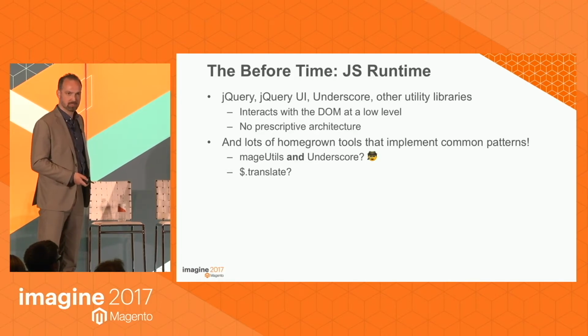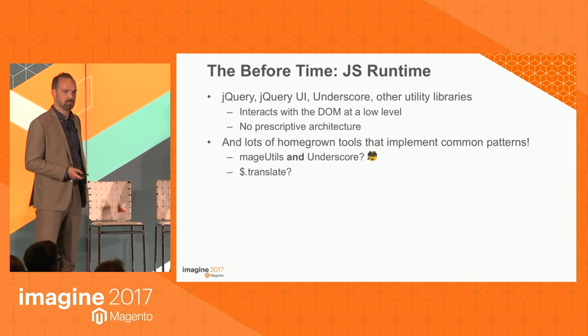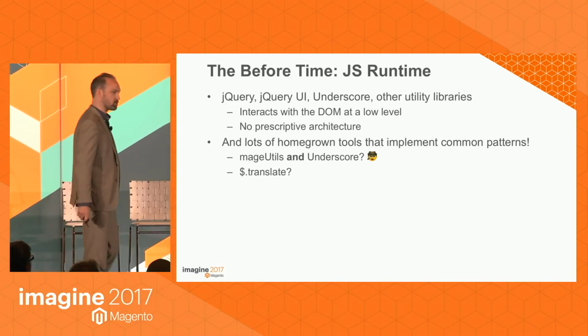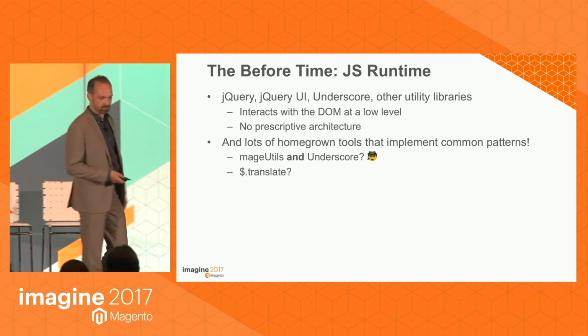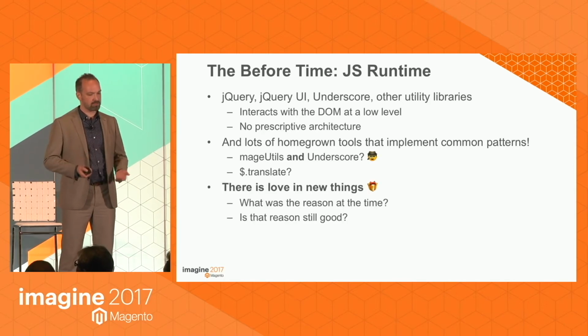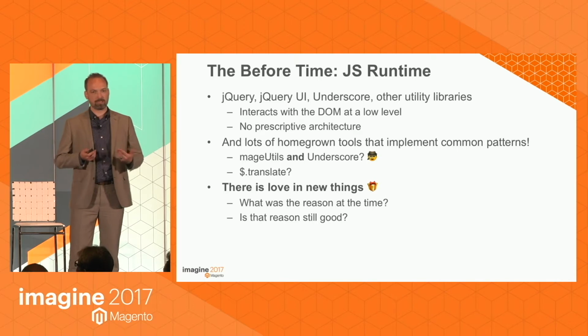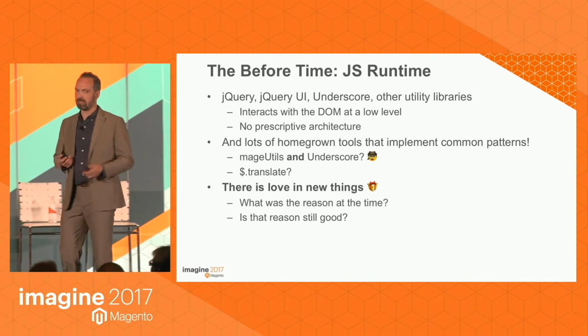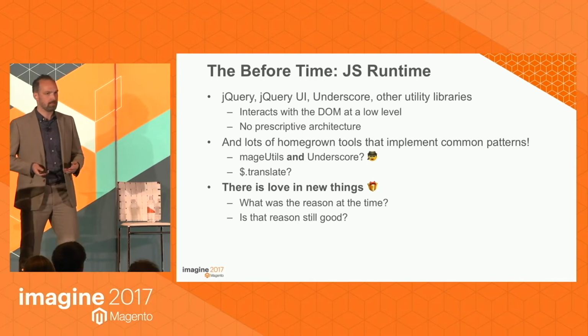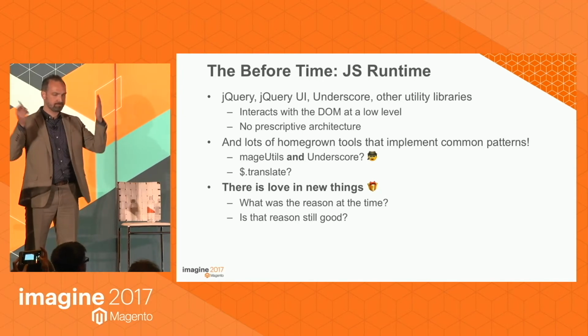A lot of homegrown tools ultimately implemented common patterns that we saw in those systems. Mage utils, which did a lot of the same work that Underscore did, and then our own translation system. So a little duplication, but there's love in new things. So you have to look at each of these systems and say, I'm not going to throw this away. There was a problem it was built to solve. What was the reason at the time? And is that reason still good? So there's a lot to keep track of.